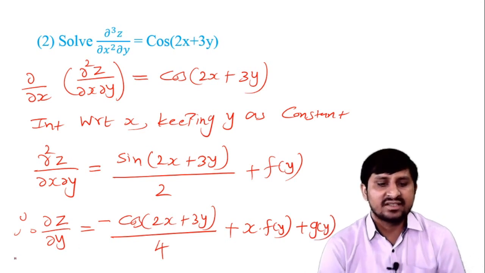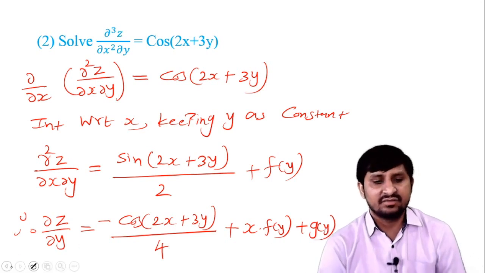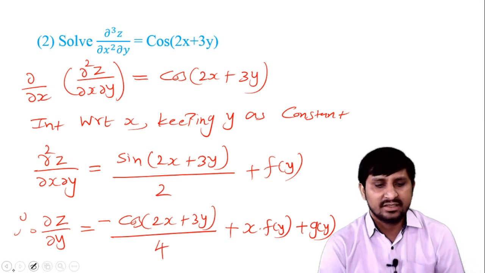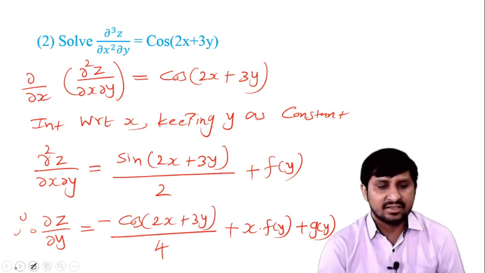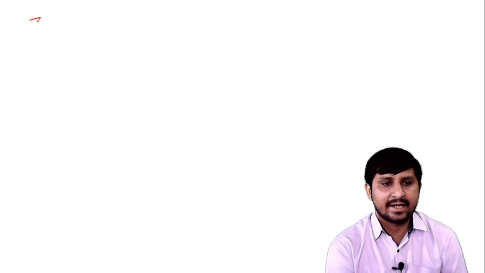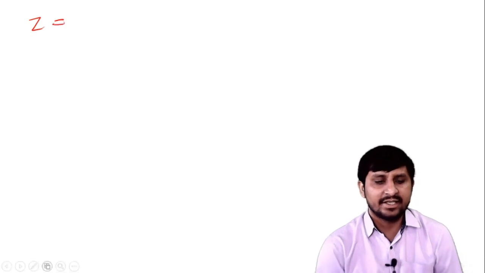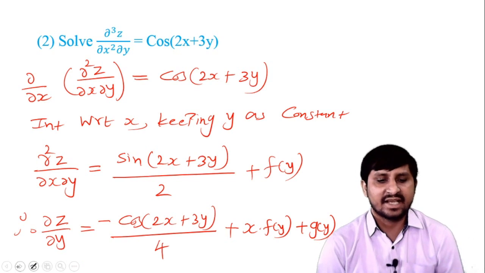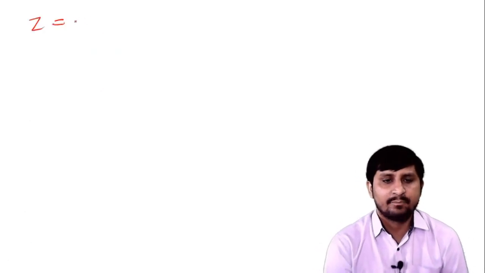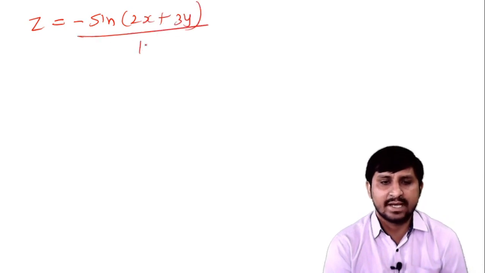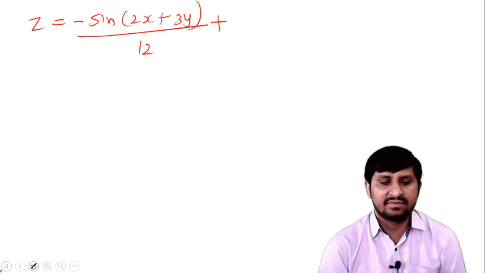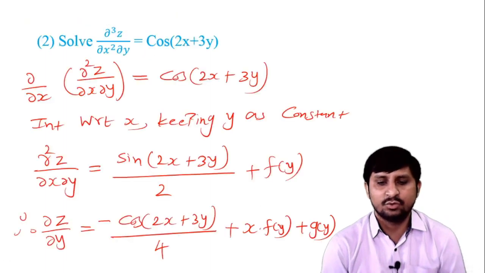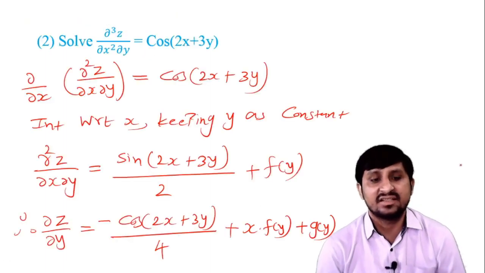Okay, and now next is integration with respect to y. So z is equal to integration of minus cos, so that is minus sine 2x plus 3y. In the denominator now we have 12, plus the left hand side, what is my function? x into f of y, and now my integration with respect to y.